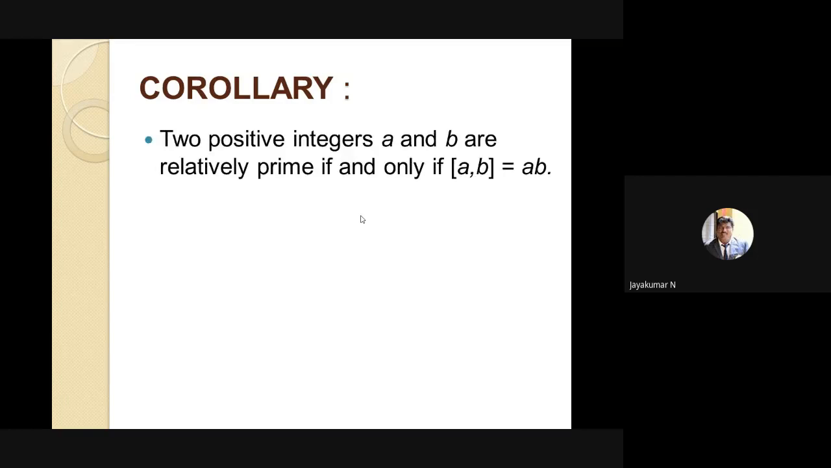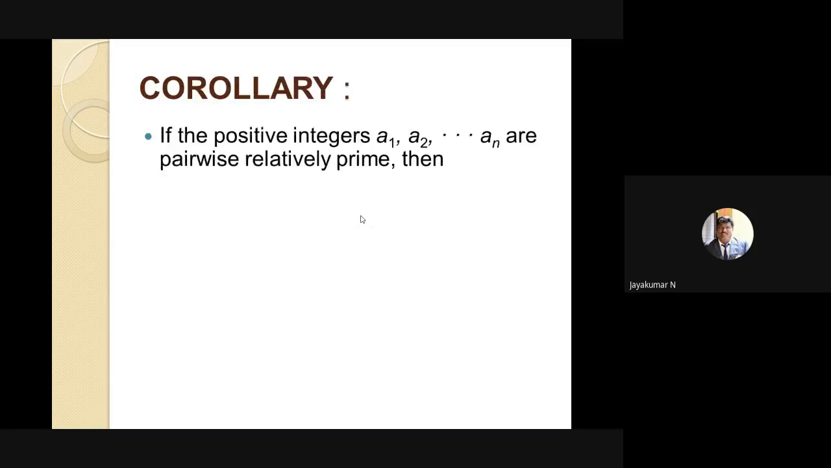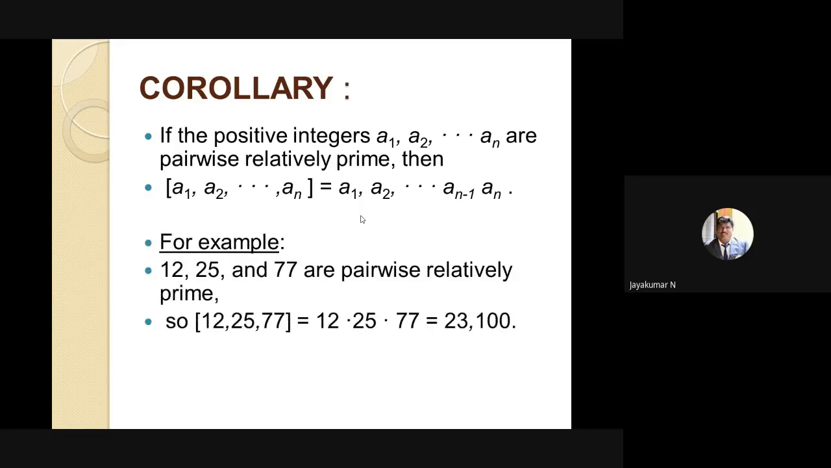Corollary means: suppose those two integers are relatively prime, then the GCD is 1, because the two positive integers are relatively prime. So the LCM of two positive integers is nothing but the product of those numbers when A and B are relatively prime. We've seen some examples. Similarly, if n positive integers are pairwise relatively prime, then the LCM of those n positive integers is nothing but the product of those numbers. We've seen some examples.